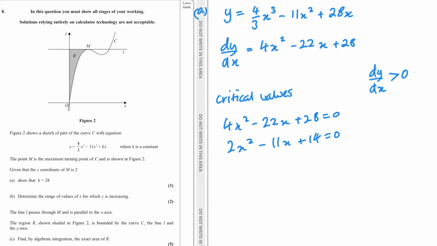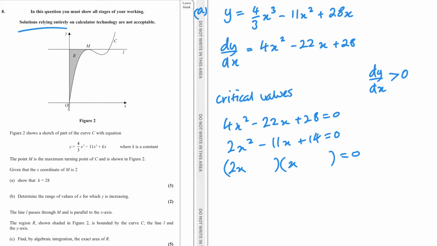Remember, the question did say solutions relying solely on calculator technology is not acceptable. So I do want to use my brain as well as not just taking shortcuts in the calculator on this one. Now, you want to factorize this. So factorizing it should be relatively easy. 2x, x, and so on.